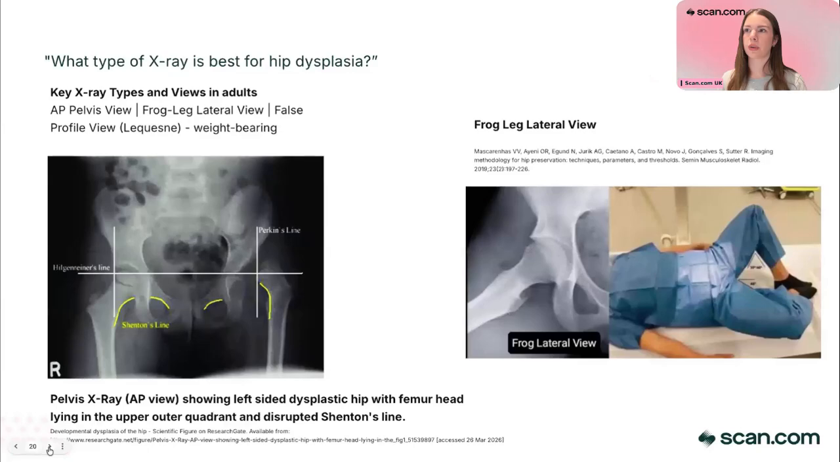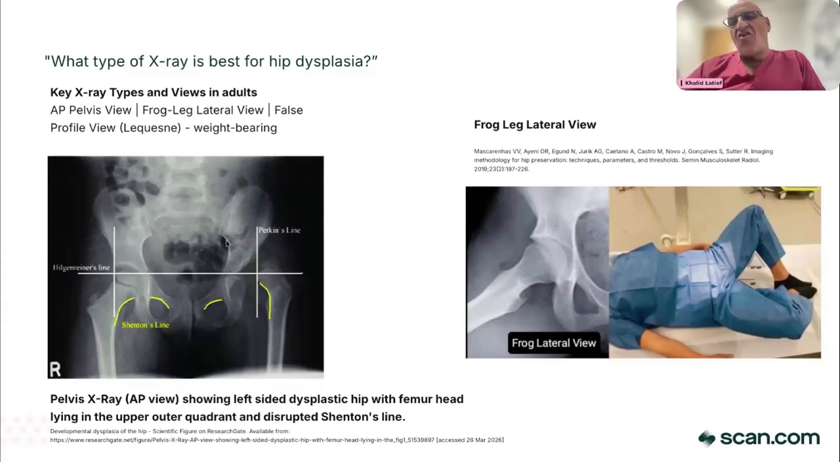I think this is our last question on cases, and then we'll wrap up with technological advancements. We may run a few minutes over, but we're doing well for time so far. So could you talk through types of X-ray that are best for hip dysplasia? And then there's a couple of different views here.